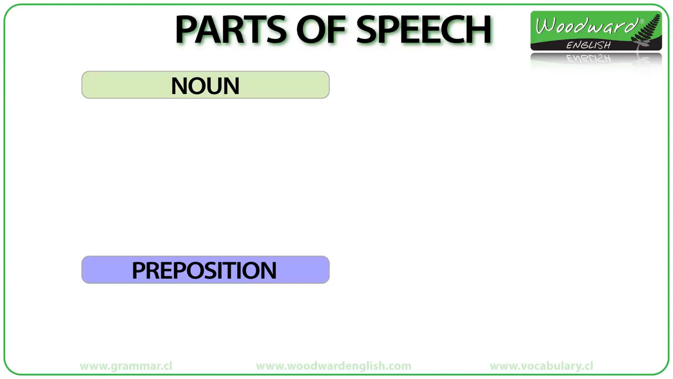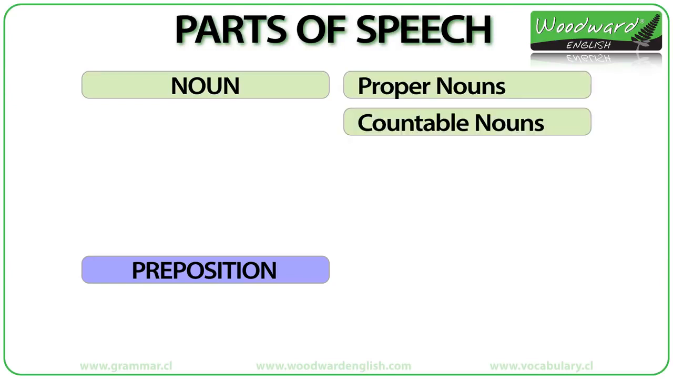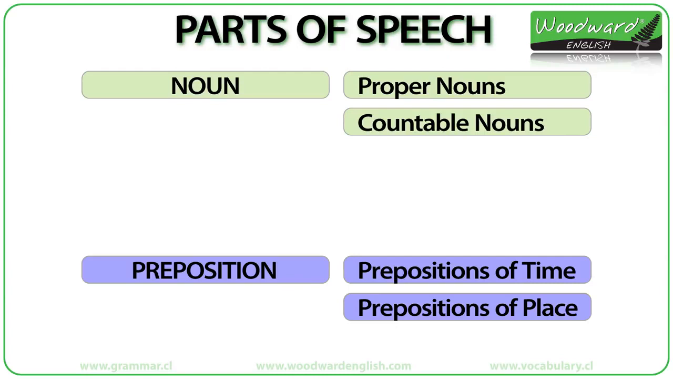Most parts of speech can be divided into subclasses. For example, nouns can be divided into proper nouns and common nouns, countable nouns or uncountable nouns, etc. Prepositions can be divided into prepositions of time, prepositions of place, etc. Now, let's look at the 8 main parts of speech in English.